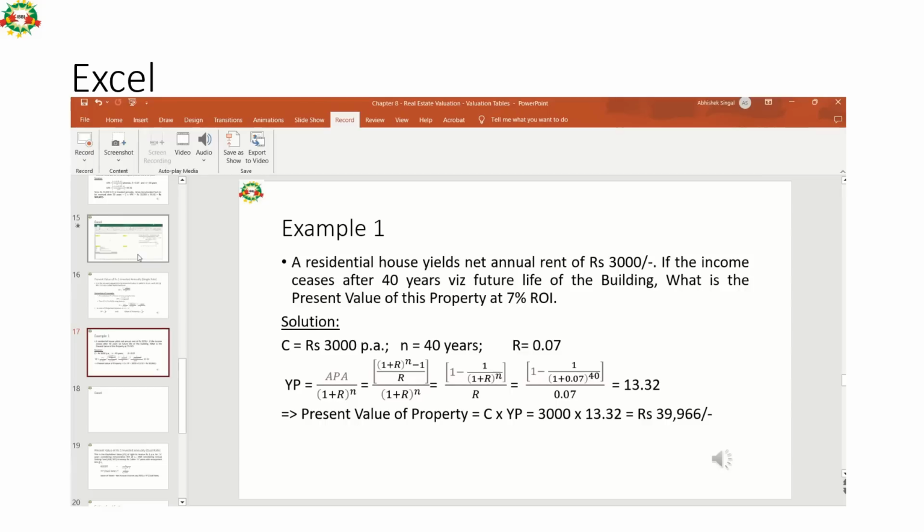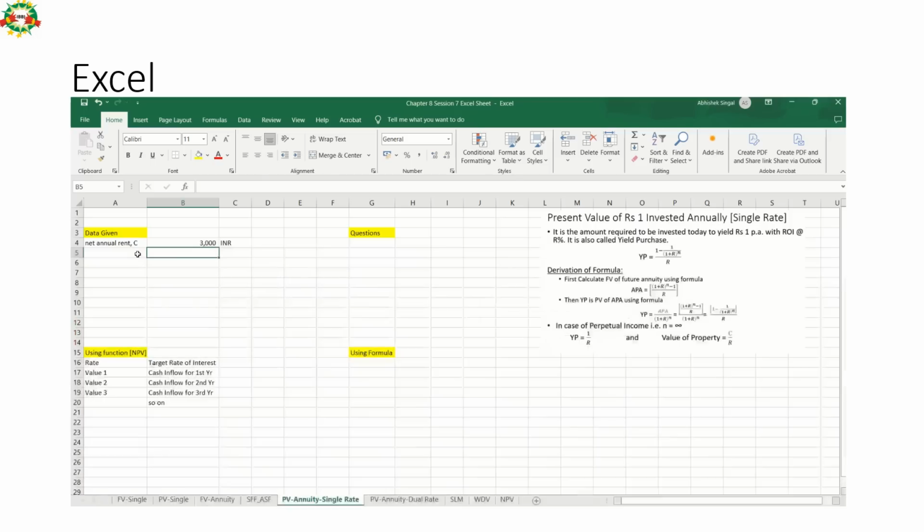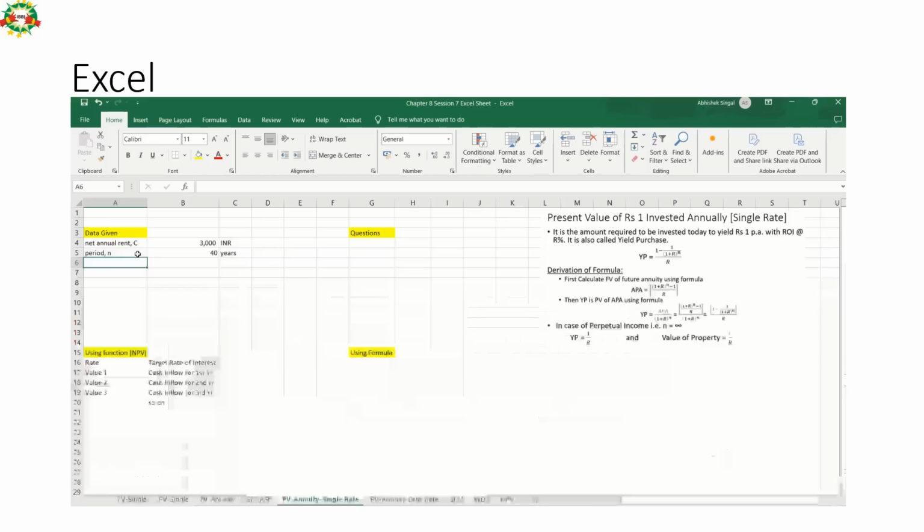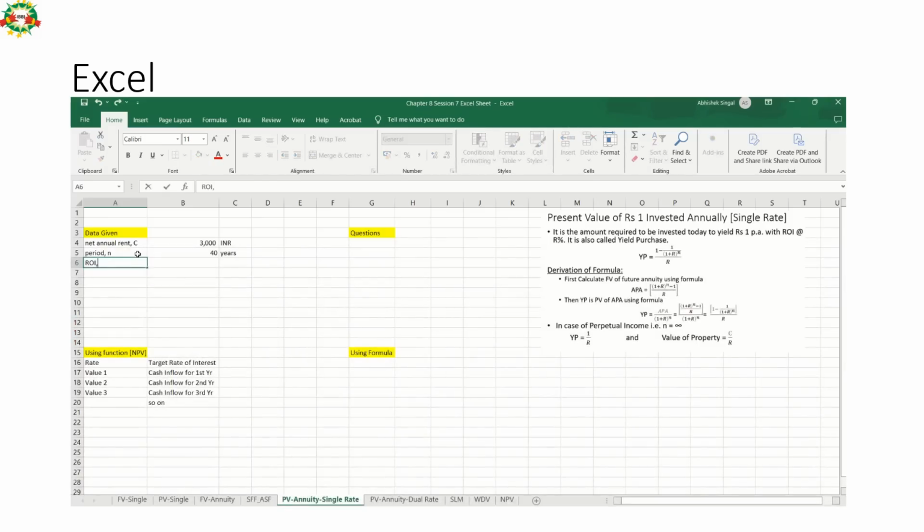The next is number of years, period, and 40 years. Then rate of interest R, how much is it? 7%. That means annual rate of interest.